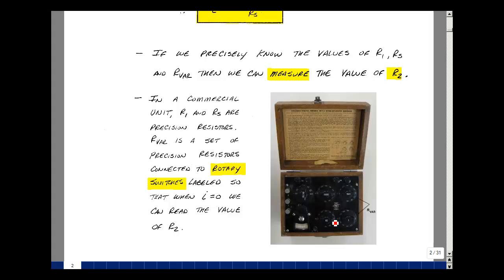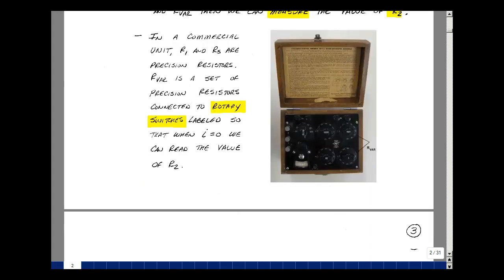And you vary the switches until the current in this meter goes to 0. This turns out to be a very, very precise technique if you have precision measurements on the resistors, so you can make it as precise as you want. Although this is a very old idea, we still use this concept in many, many instruments. In fact, we're going to use this idea in our scope probes.